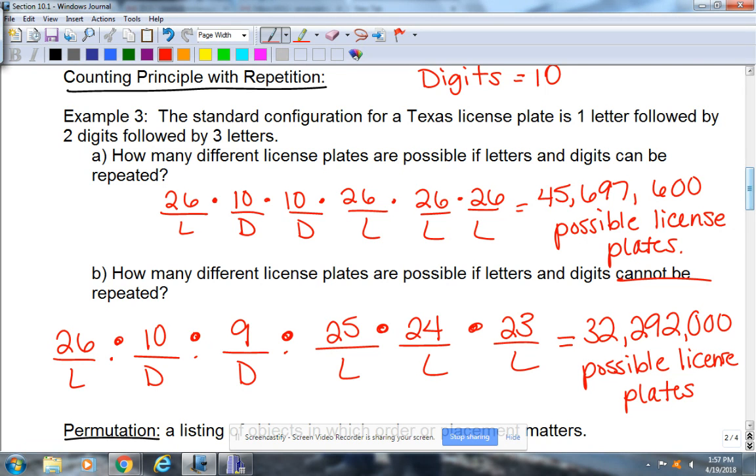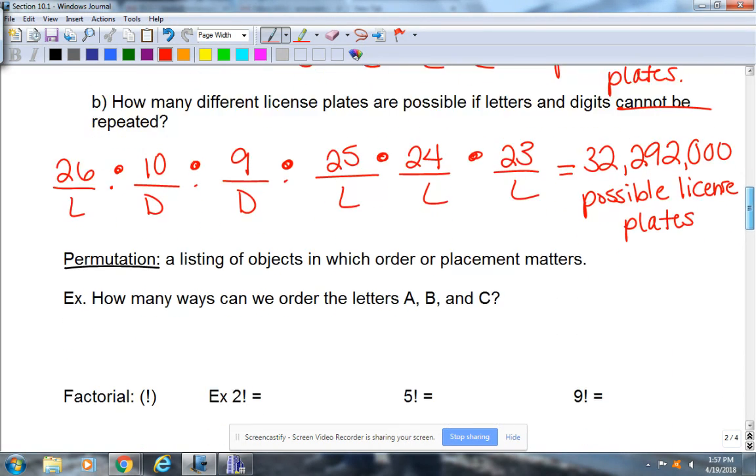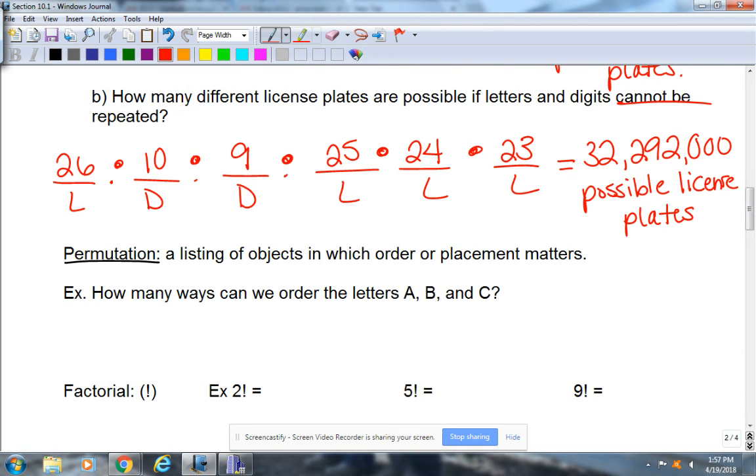So let's talk about a permutation. This is an important definition because tomorrow we're going to talk about a combination, and it's a little bit different than a permutation. So a permutation is a listing of objects where order or placement is important. If order and placement matters, if it matters what order we do something in, then it matters.